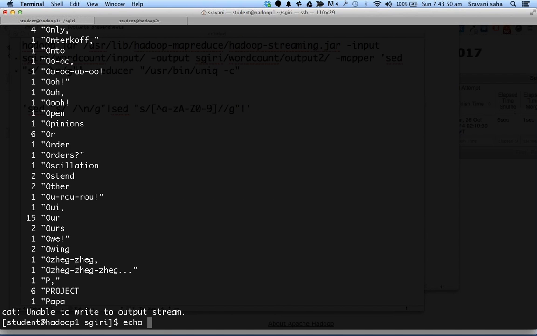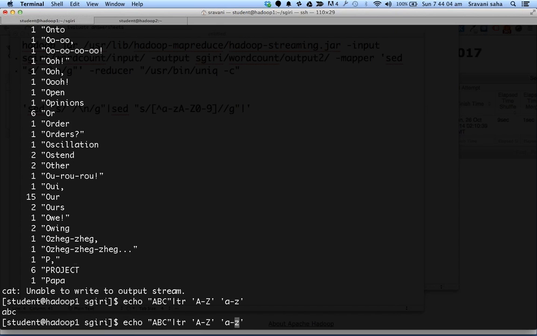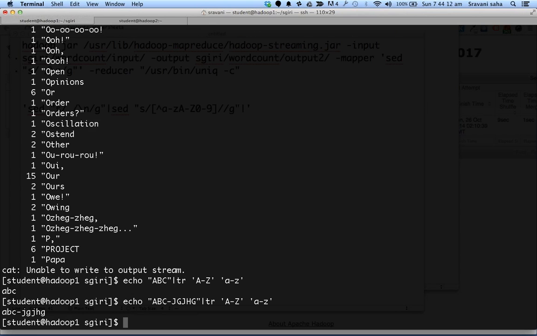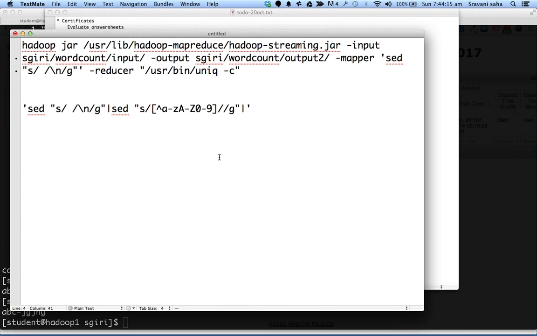So, echo abc, and we say translate a to z to capital A to Z. This is how, using Unix, you can convert anything into lowercase. So we also do a translation. Those who are not aware of Unix, do not worry at all. All we are doing is using the command line to say convert it into lowercase.